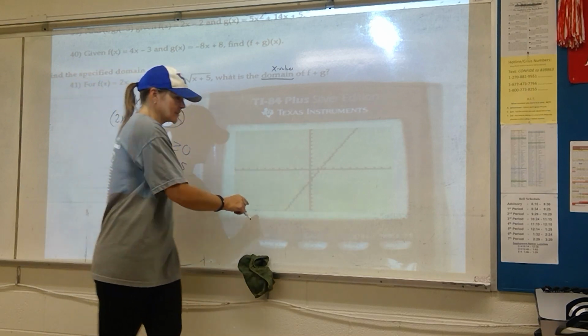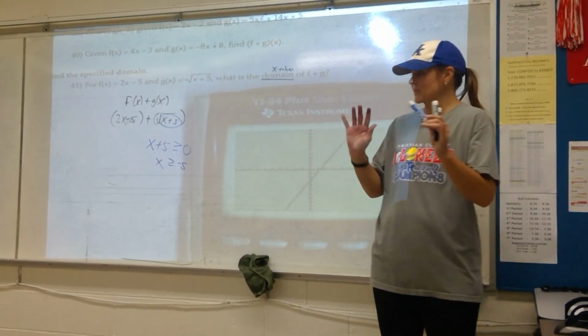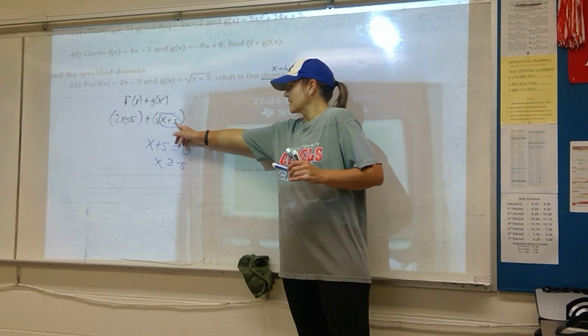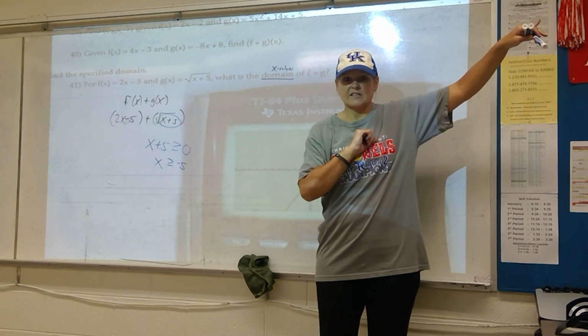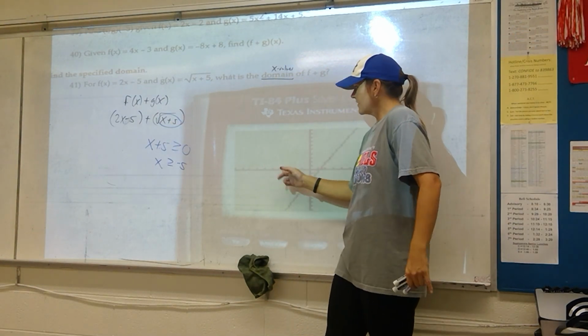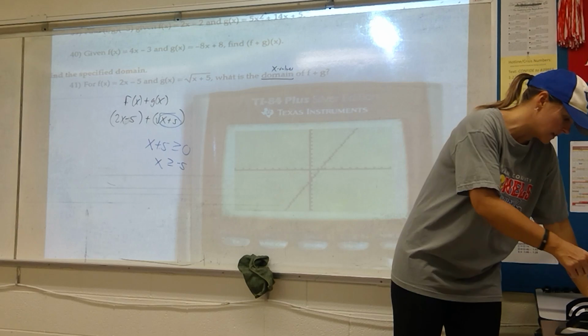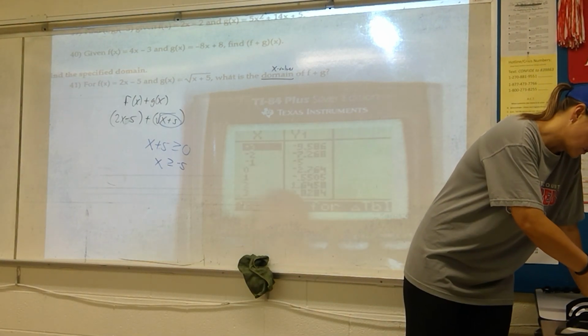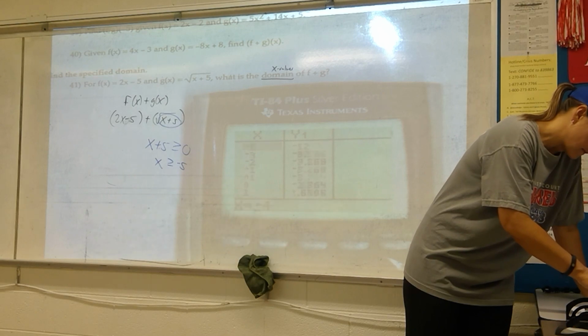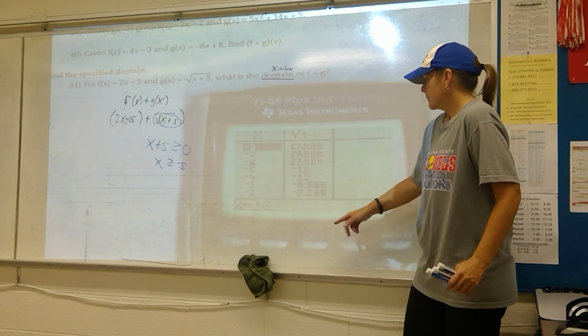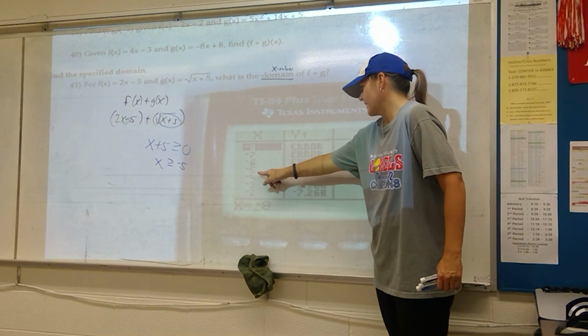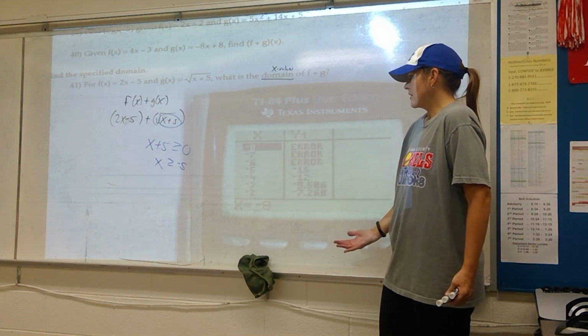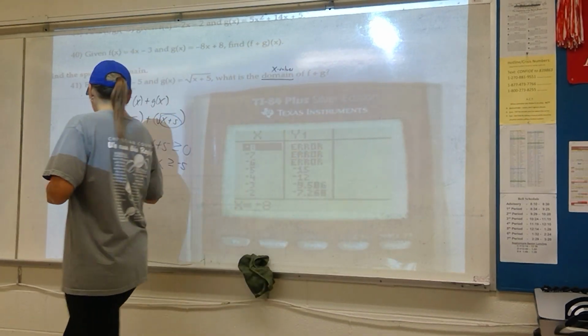Another way you could do this is by looking at a table of values. You should know something's going on at -5 because that's where it's been shifted. Square root of x has been shifted left 5. Then it's been added onto this line. So if I go to table of values, everything's looking good to the right of -5. But look at numbers less than -5. You have an error.